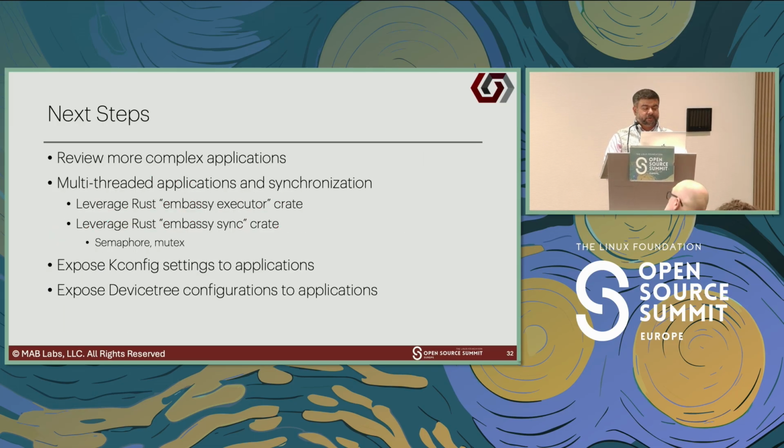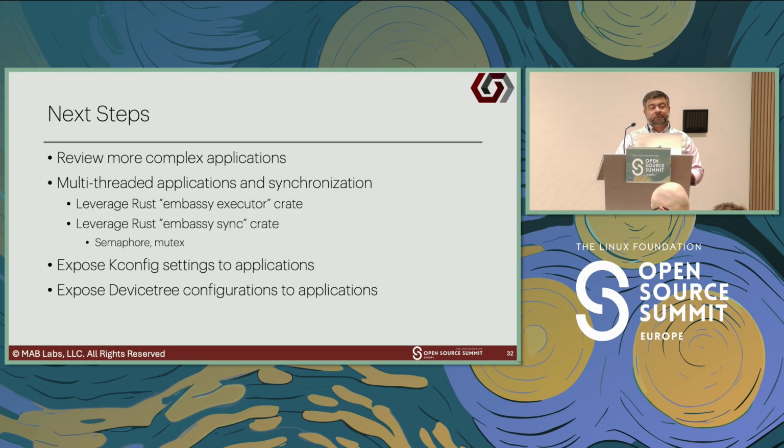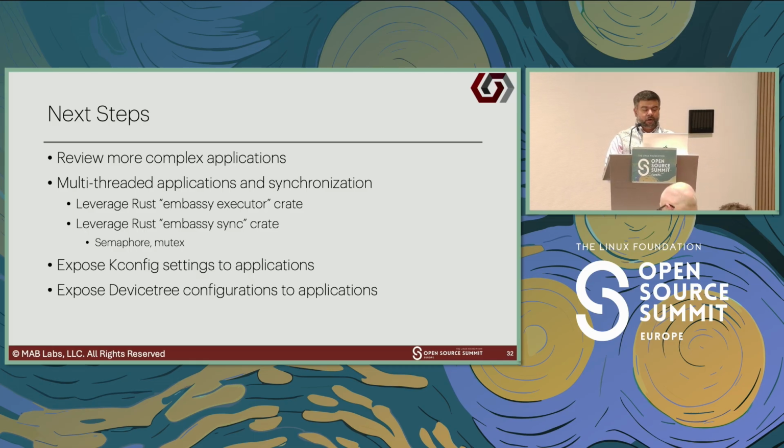So what are some next steps? Review more complex applications. The actual samples in the Rust repository for Zephyr are pretty neat. It gets into a lot more. You have a few multi-threaded applications that take advantage of synchronization. And again, we see the same recurring theme of using existing Rust paradigms in Zephyr. So if you have multiple tasks that are doing things, there's example code of how we can leverage what's called the embassy executor crate. Or, if you have thread synchronization, how do you leverage the embassy sync crate?